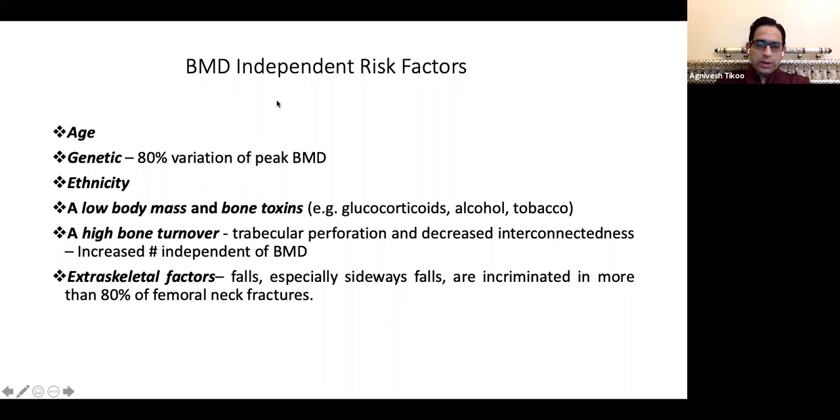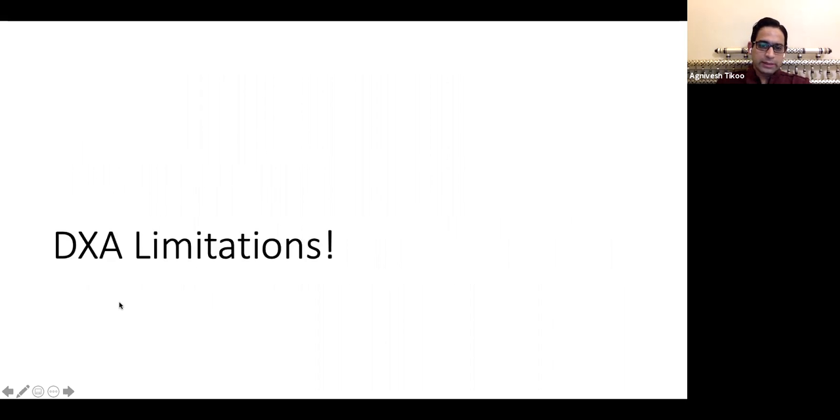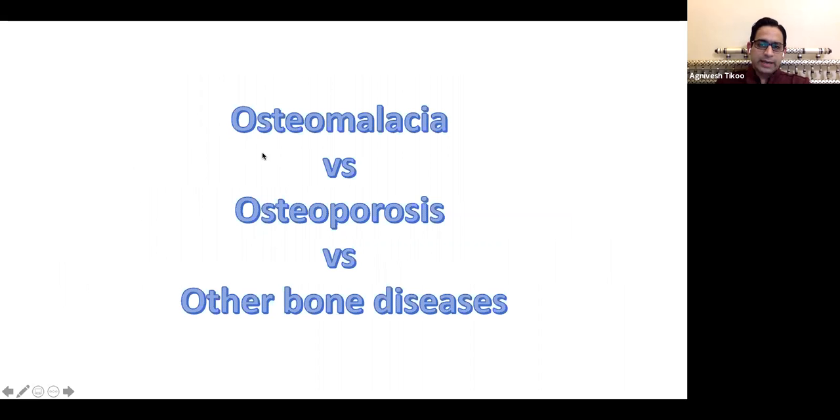Also understand that there are other independent risk factors, like bone toxins and all, which we need to consider. So DEXA has a limitation that it cannot differentiate between osteomalacia and osteoporosis and other bone diseases. So this is what a clinician needs to do. If the vitamin D is 7 and the bone density is minus 2.7, you should first replace the vitamin D, give enough calcium, and get it repeated in 3 months, and then decide whether the patient needs treatment or not. Because of osteomalacia, you may unnecessarily give treatment when the problem is osteomalacia and you're thinking it's osteoporosis.